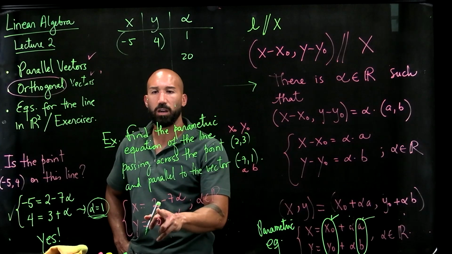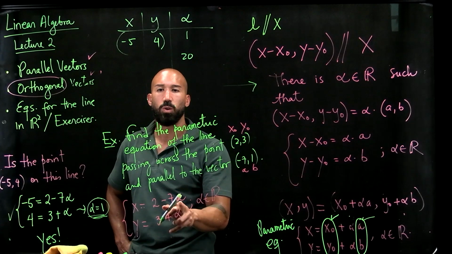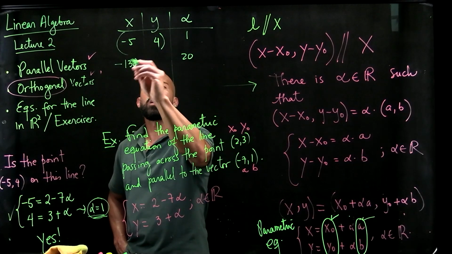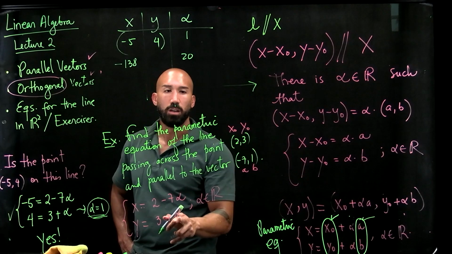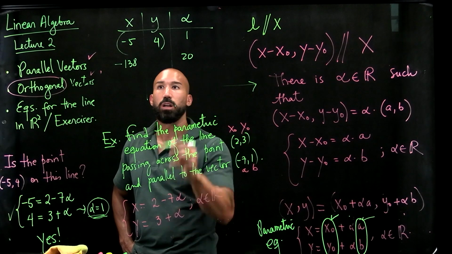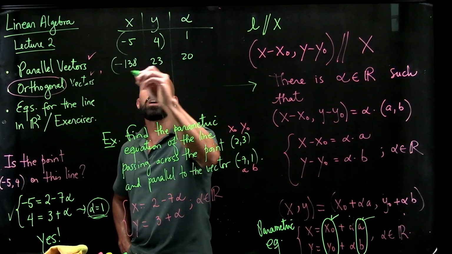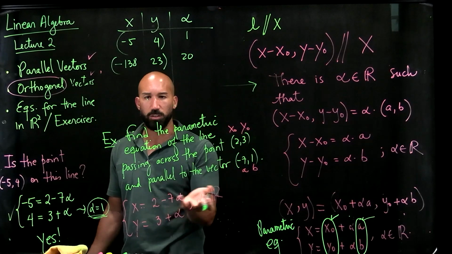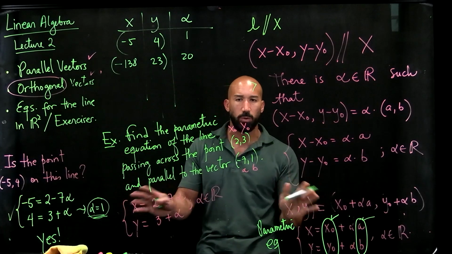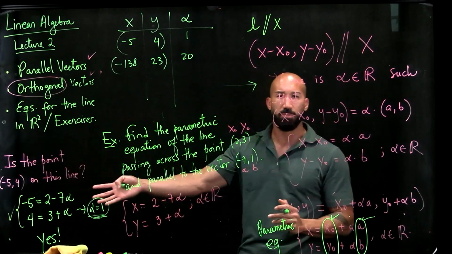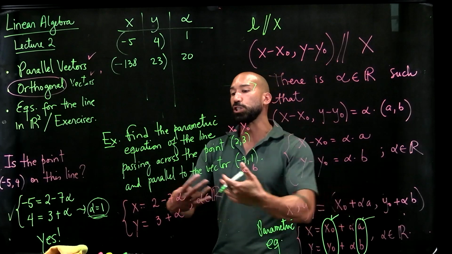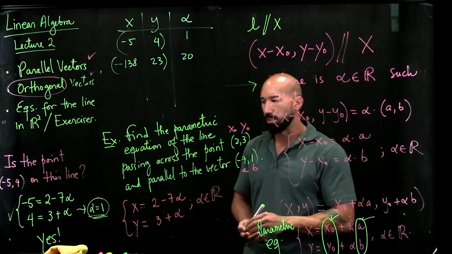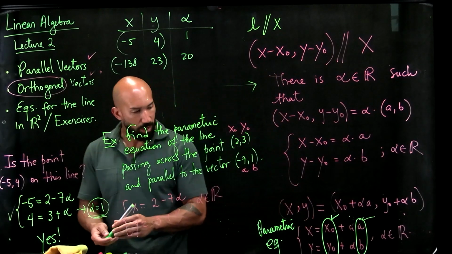Alpha 20, what am I going to get? 2 minus 140, minus 138. 3 plus 20, 23. I got my second point. So I can get as many points as I want, just assigning values to alpha and using the equation. So the two basic problems that we can solve with an equation are verifying if a given point is on the line or not, or generating as many points on that line as I want. Is that okay? All right.